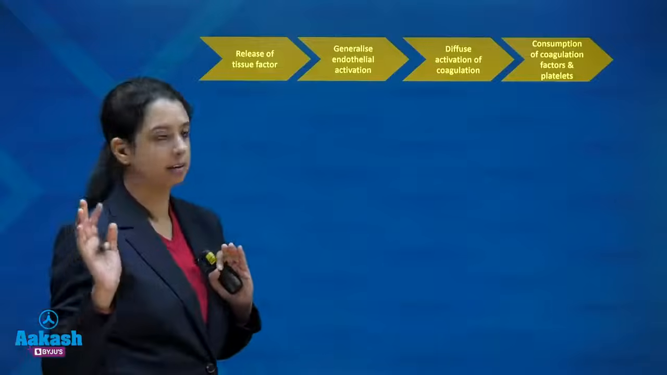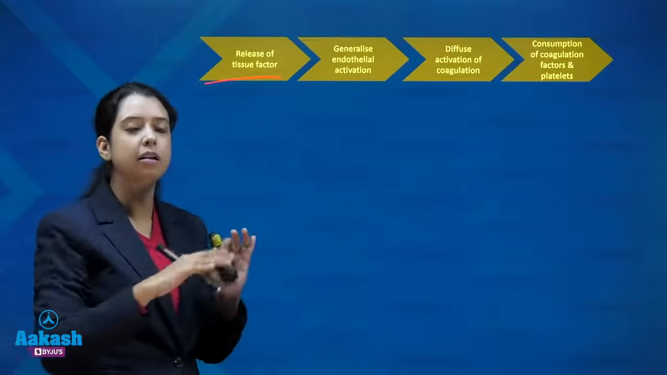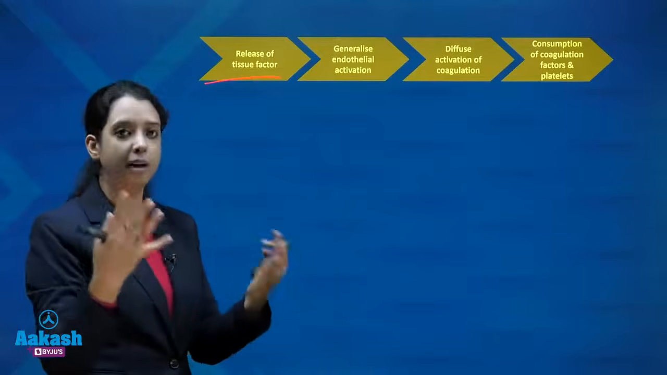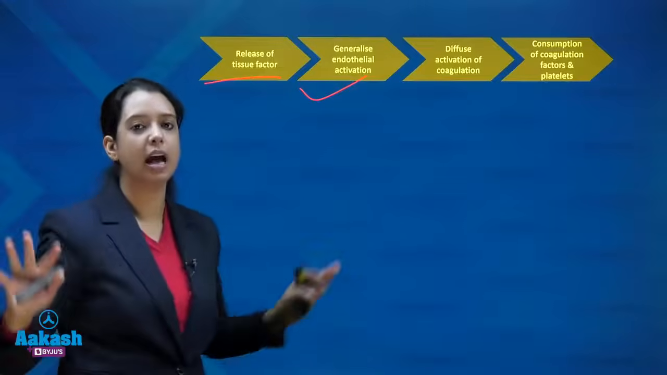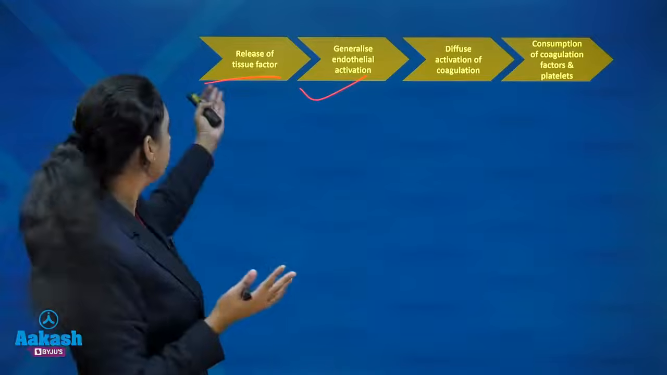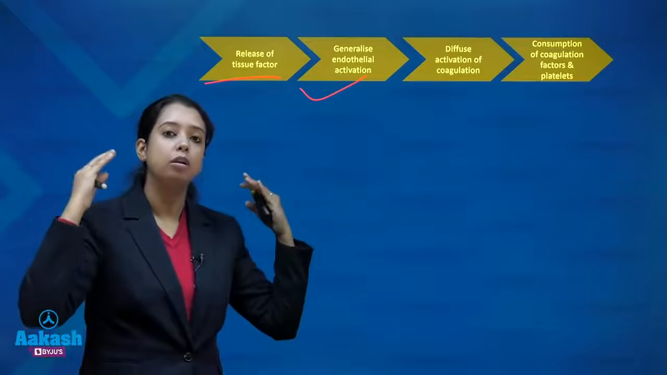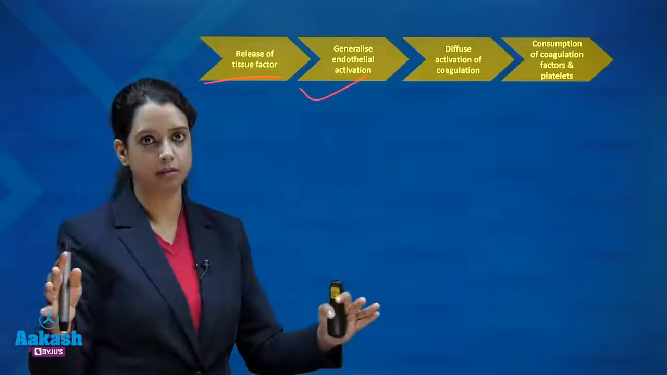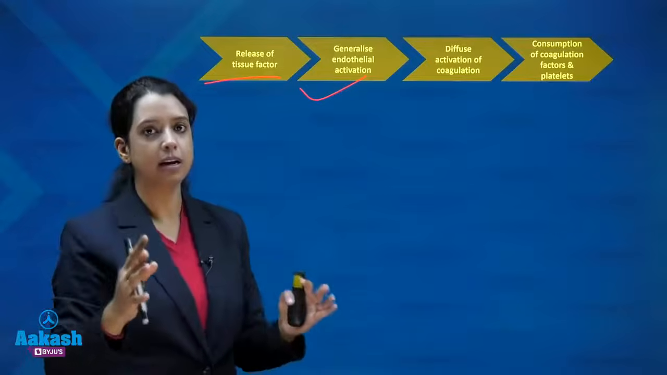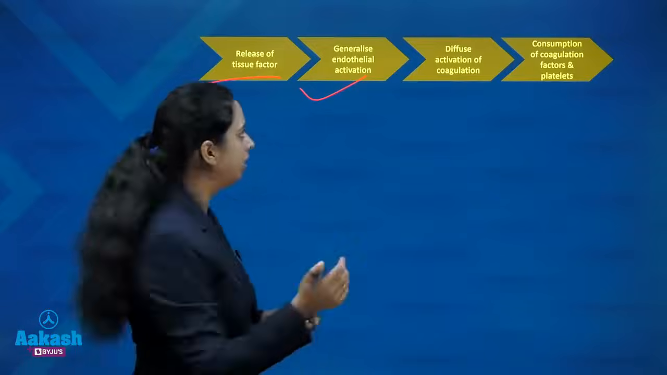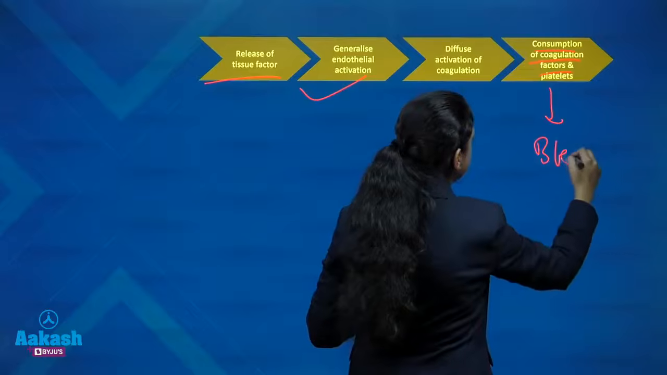Why is the DIC occurring? Basically, due to some of the factors which we will discuss, there is release of tissue factor from our blood vessels. As a result, there is endothelial activation and diffuse activation of the coagulation system. Because of tissue factor, there is diffuse activation of the coagulation system, and all the coagulation factors are used up. As soon as all coagulation factors are used, it leads to excessive bleeding and what we call DIC. So, consumption of coagulation factors and platelets leading to bleeding. That is DIC, right?